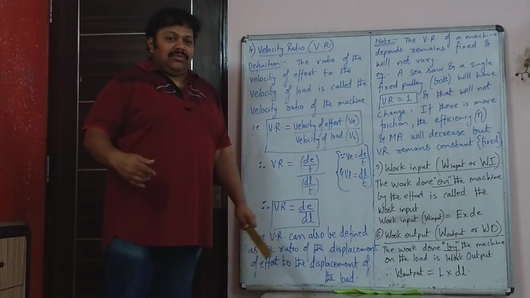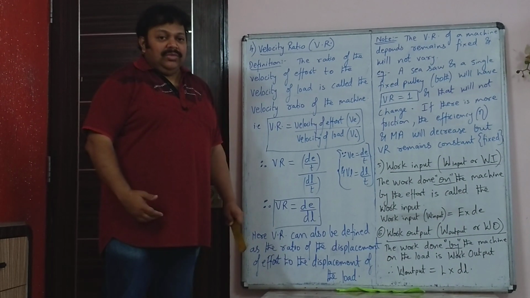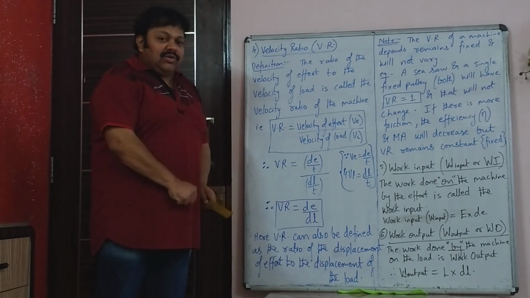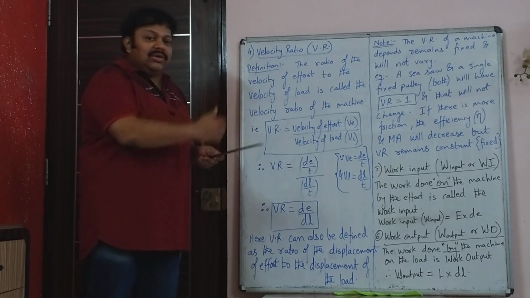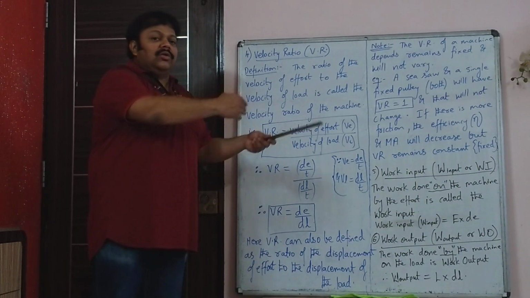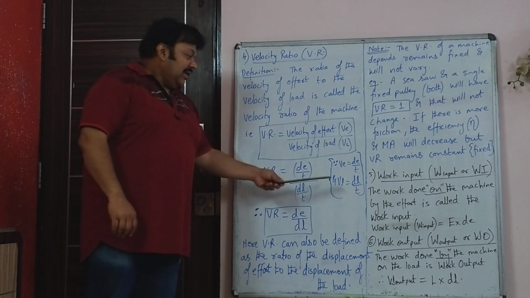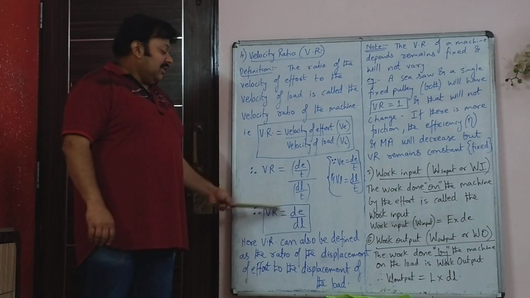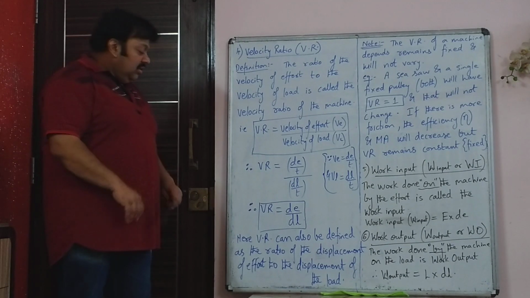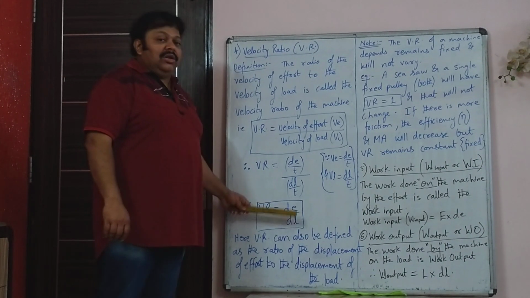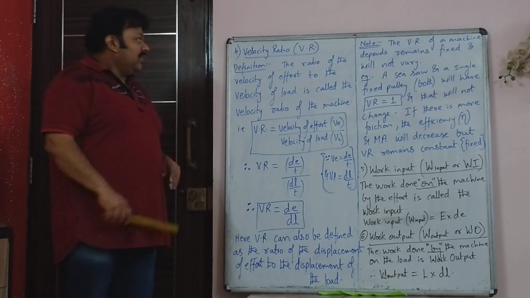Because of time, let's assume a seesaw. Only for that time when the mother pushes one side down, the child will go up. So the time remains the same on the input and output side of the machine. So time gets cancelled out. So it becomes dE by dL. So the same velocity ratio, this is what we generally commonly use in sums of simple machines.